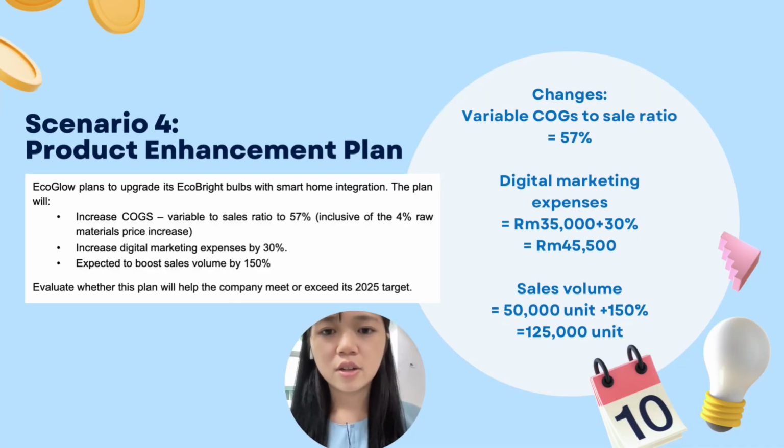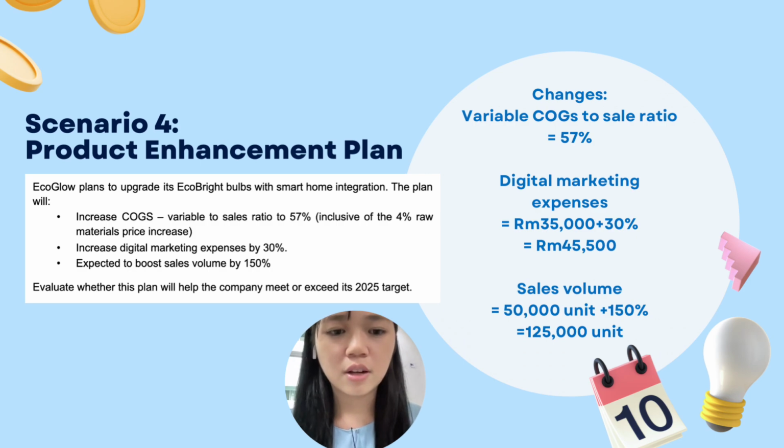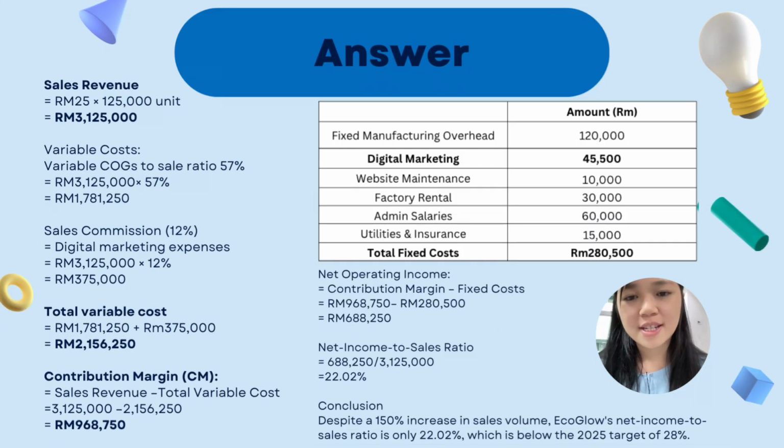For scenario 4, EcoGrow plans to upgrade its EcoBright bulb with smart home integration. Under this plan, the variable cost to sales ratio increased to 57%, including the 4% raw material hike. Digital marketing expense increased by 30%, which is 45,500 ringgit, and the sales volume is expected to increase by 150% from 50,000 to 125,000 units.